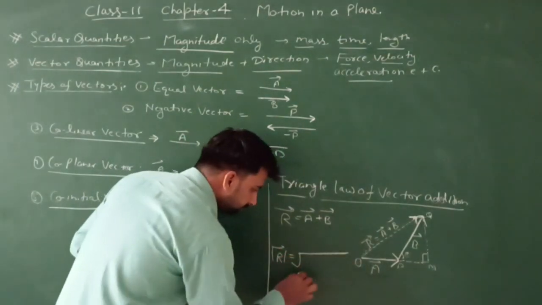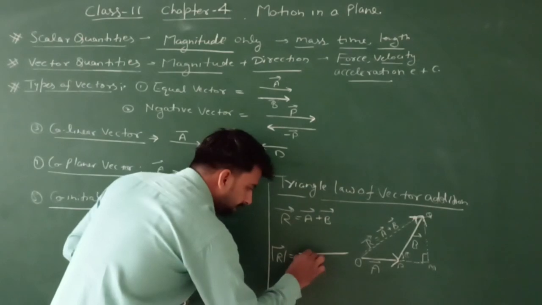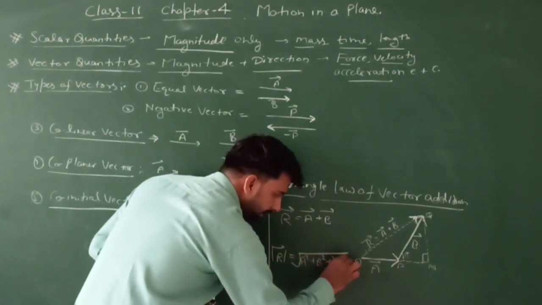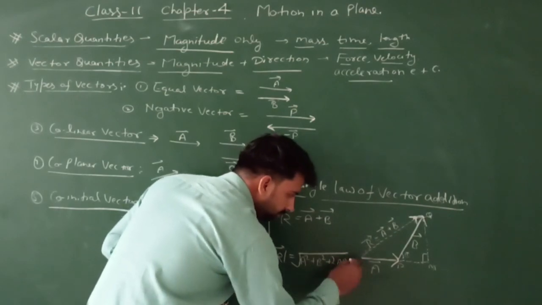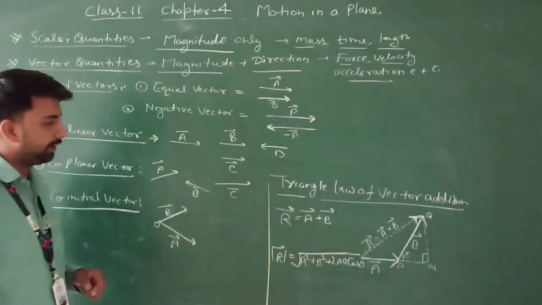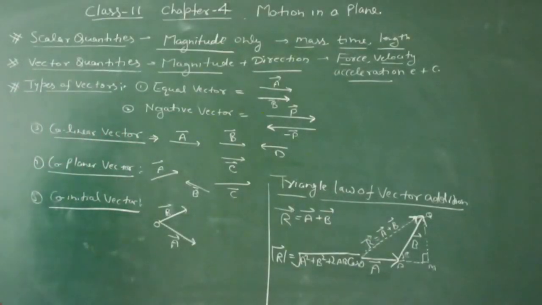square root of A square plus B square plus 2AB cos theta. Clear?